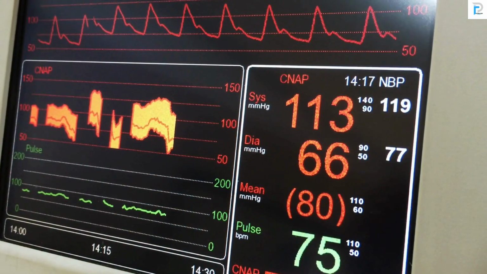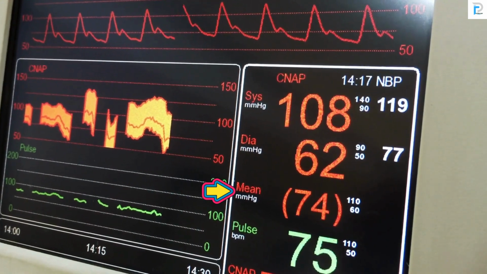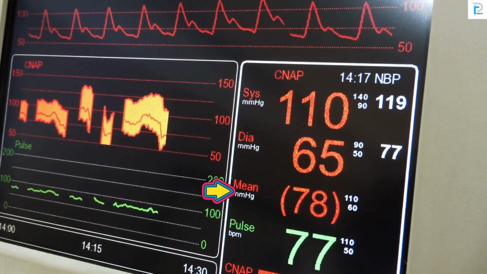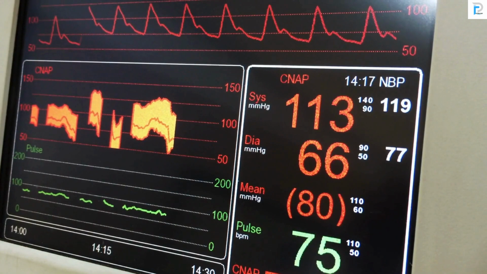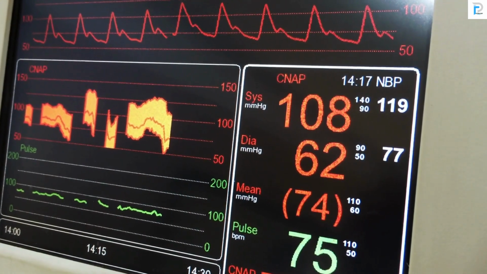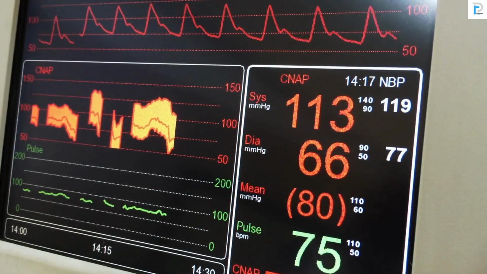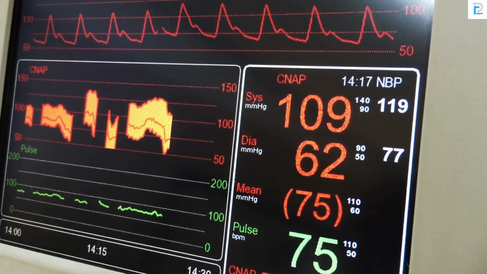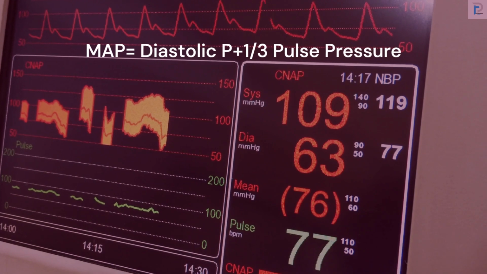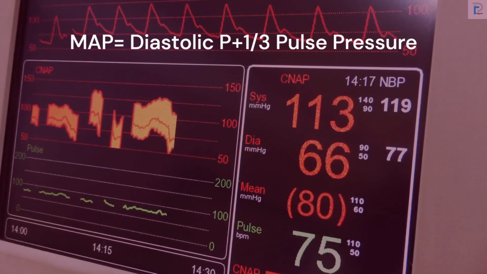As for the mean arterial pressure, it refers to the average pressure throughout the cardiac cycle. This mean arterial pressure is calculated based on this formula: mean arterial pressure equals diastolic pressure plus 1/3 pulse pressure.